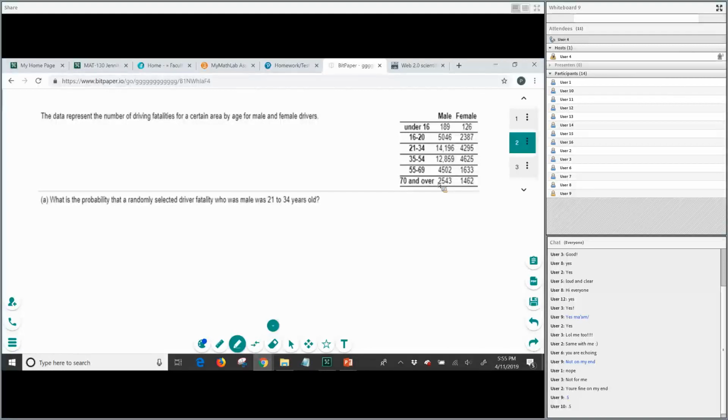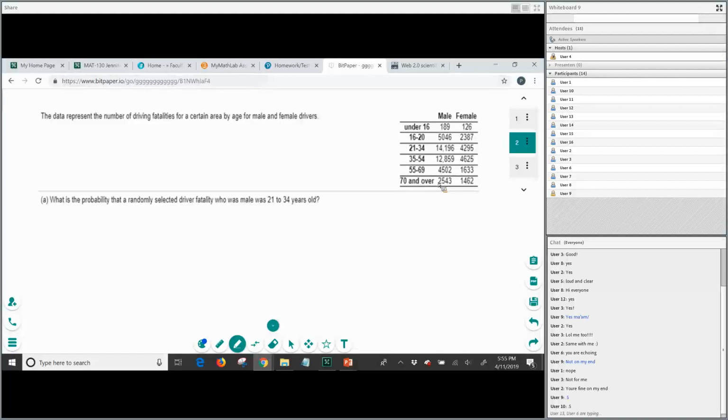It gave us two events, the event that the person is male and the event that the person is 21 to 34 years old, but I don't see that word "given" precisely here. So sometimes that word is not going to be provided, and we just kind of have to interpret it. So what do you guys think? Which of the two events here is given?